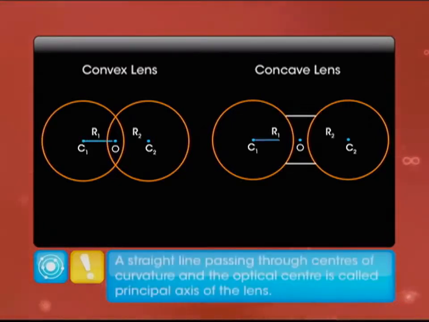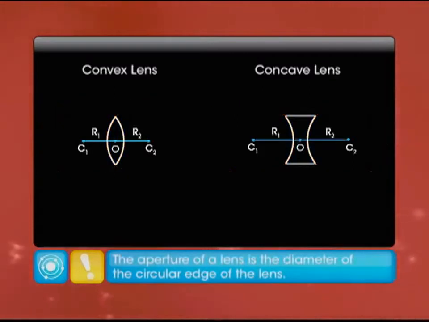Let us now imagine a straight line passing through centers of curvature and the optical center. Now, this line is called principal axis of the lens. The aperture of a lens is the diameter of the circular edge of the lens. Here, AB is the diameter of the circular edge, which represents aperture of the lens.